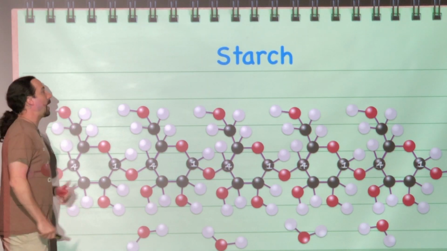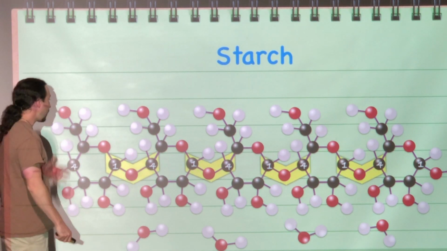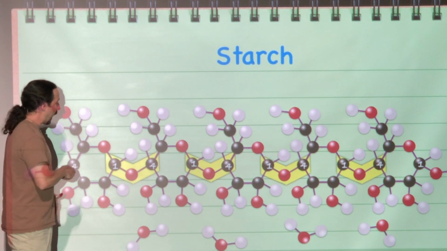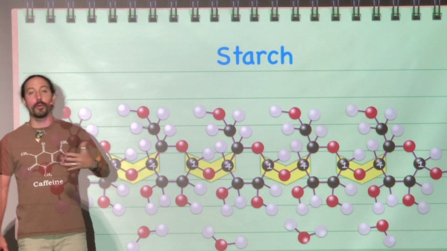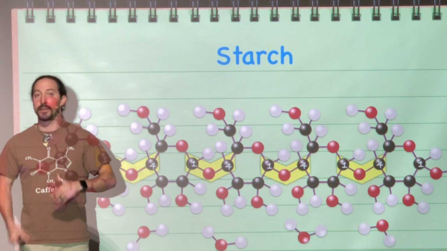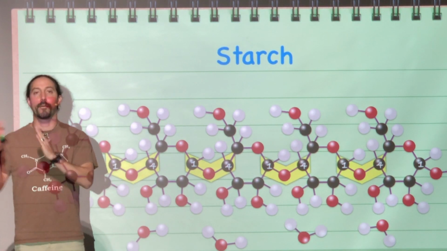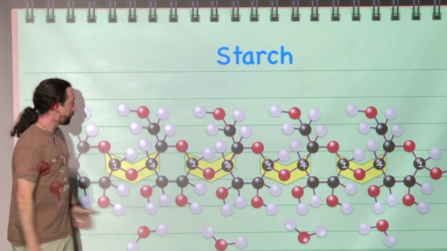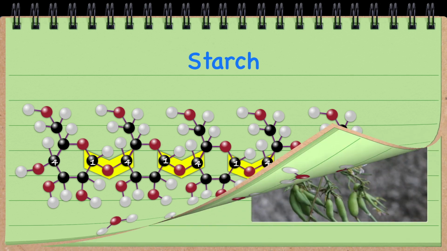And this happens to be the polysaccharide starch, where we have an alpha 1,4 linkage. We call it an alpha 1,4 linkage because it is for alpha glucose and it is across the first and the fourth carbons. This is also referred to as a glycosidic linkage.